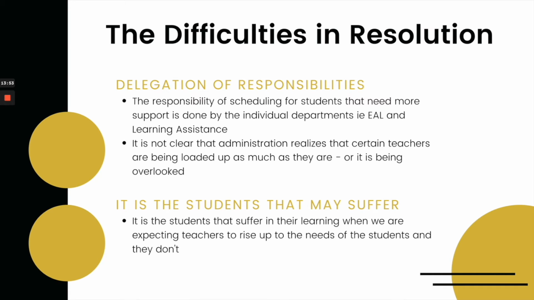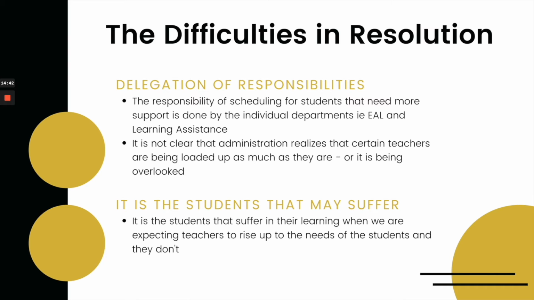There are some difficulties in the resolution of this. So this problem in the school that I'm in has not been resolved. And there are some challenges that arise in solving this conflict. So there has been a delegation of responsibilities for the scheduling of these students that have higher needs, and they are done by the department that they're supported by. So the responsibility of scheduling for students that need more support is done by the individual departments. EAL is English as an additional language. The Learning Assistance, or LATs department, are students that are either modified or have learning needs, that maybe need more scaffolding or more support in their classes.